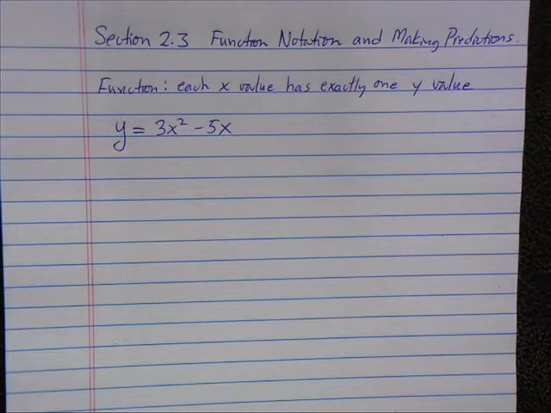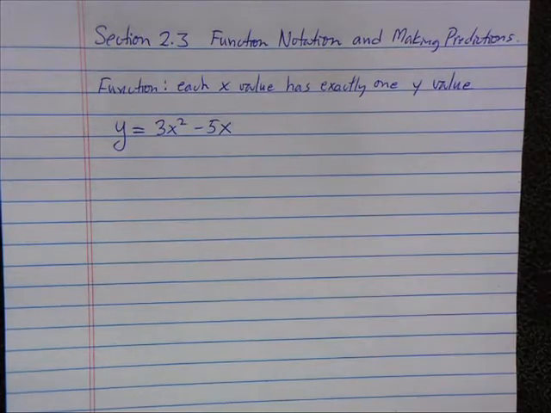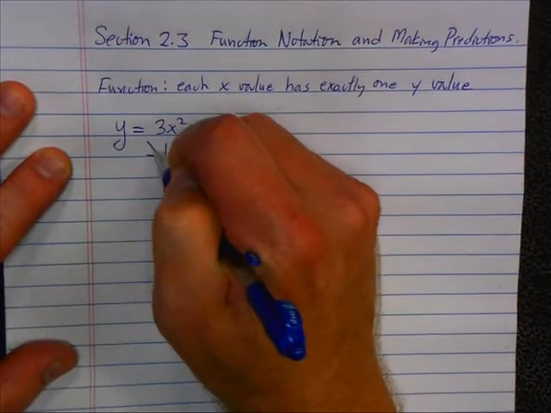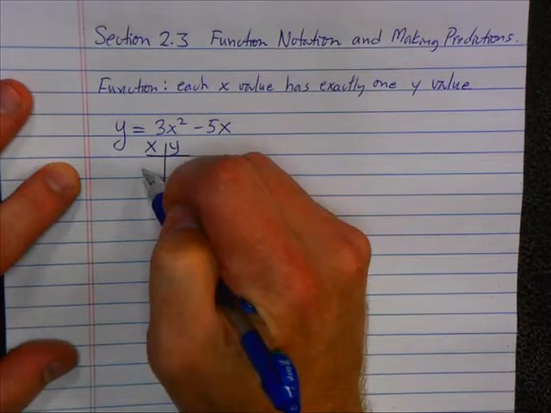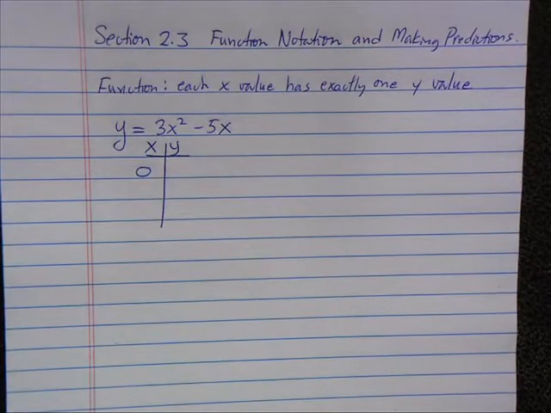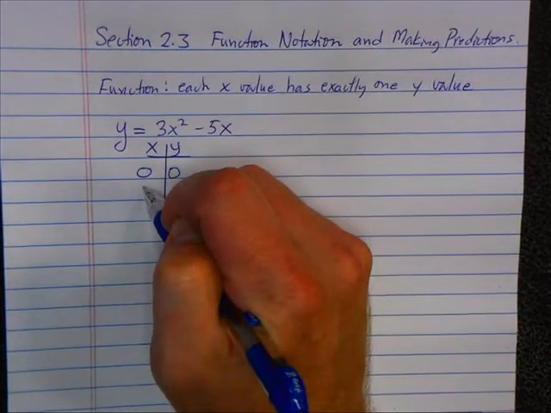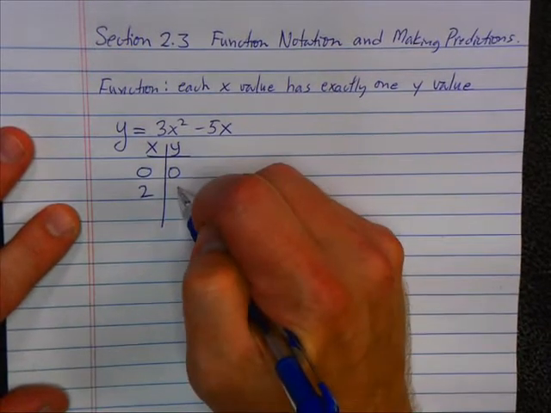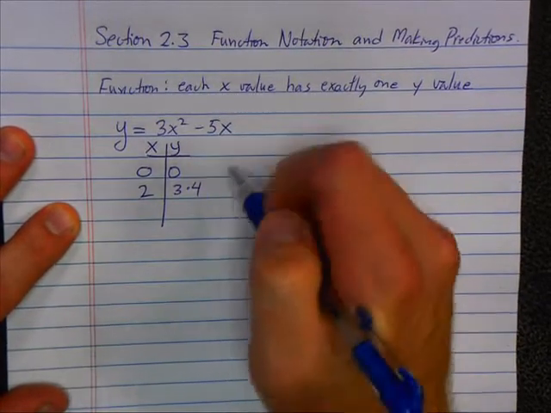That's right. And then what I might ask you to do with this sort of quadratic function is I might ask you to build a little table. So for example, I might ask you, plug in 0. What do you get when you plug in 0? 0. That was an easy one, wasn't it? I might ask you to plug in 2. What do you get when you plug in 2? I think you missed a minus sign there. I think you would have 3 times 4 minus 10. So 3 times 4 is 12. 12 minus 10 is 2.